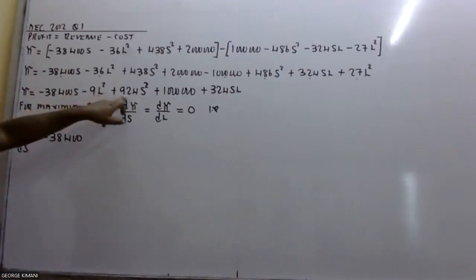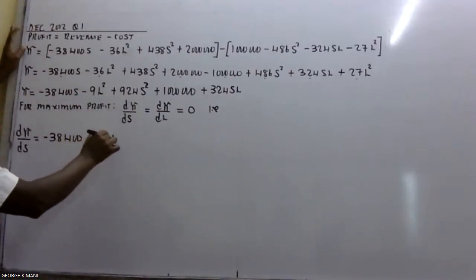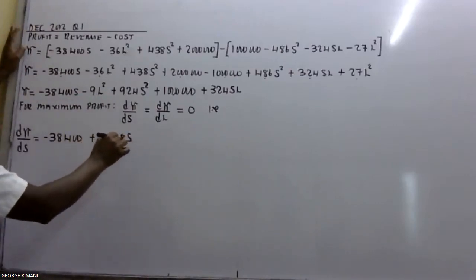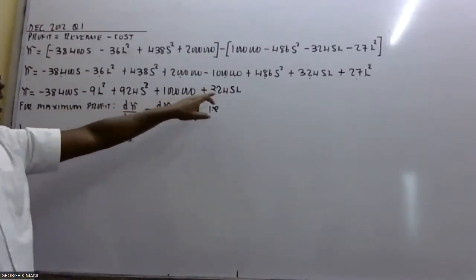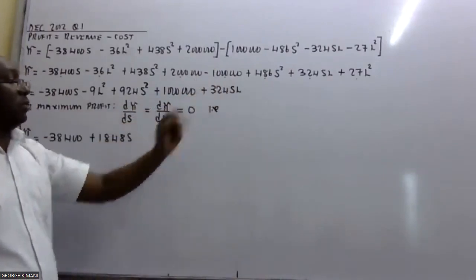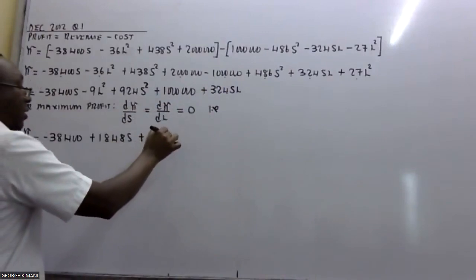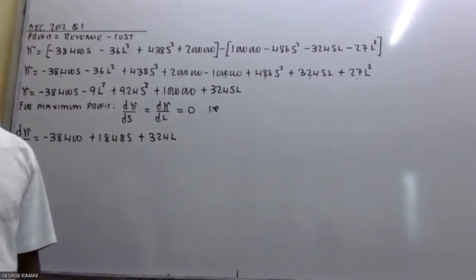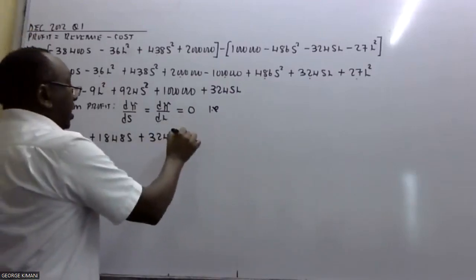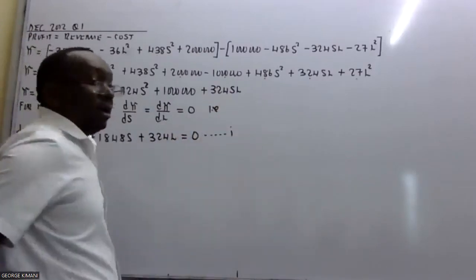This one has S, so times 2, that will be 1848 S. This one does not have S, it becomes 0. This one has S, which is raised to power 1, so we are going to be left with what? 324L. S will have become raised to power 0. And this one, we are saying is equal to 0. You call it equation number 1.